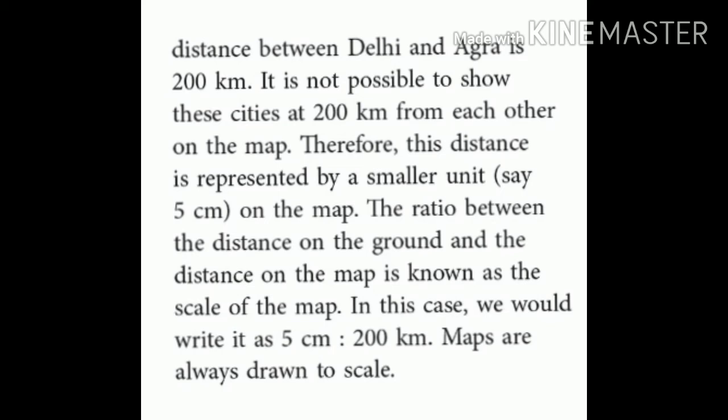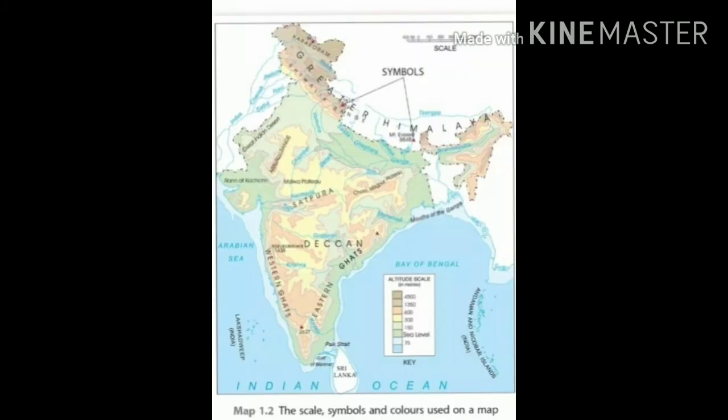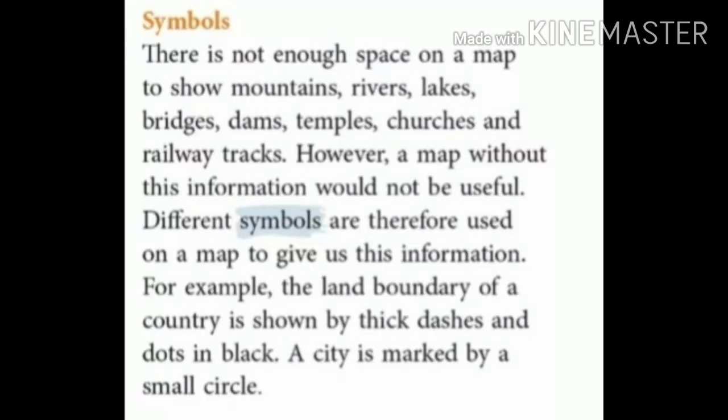The ratio between the distance on the ground and the distance on the map is known as the scale of the map. In this case, we would write it as 5 centimeters is to 200 kilometers. Maps are always drawn to scale. Let's see the map given in your book, which mentions the scale, symbols, and colors used on a map.